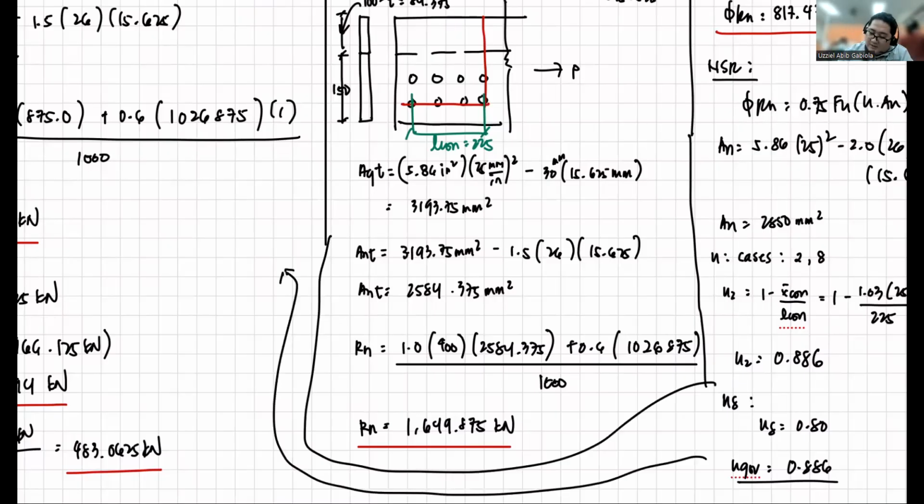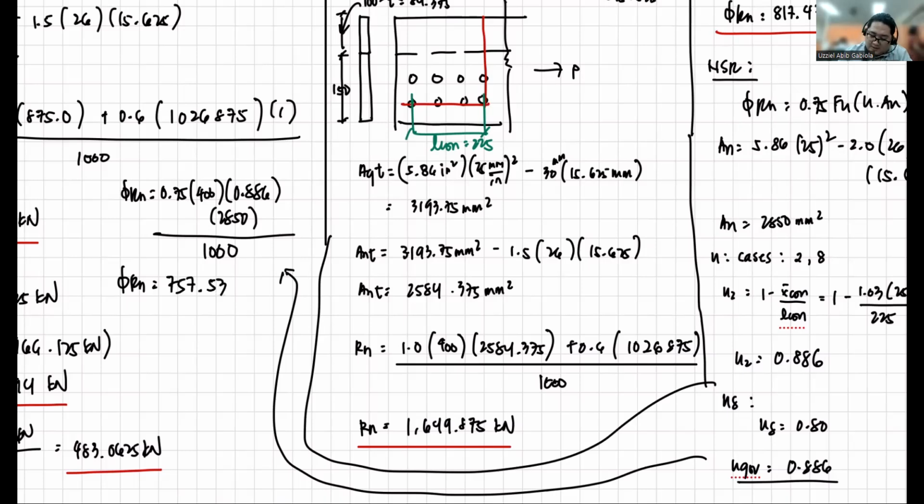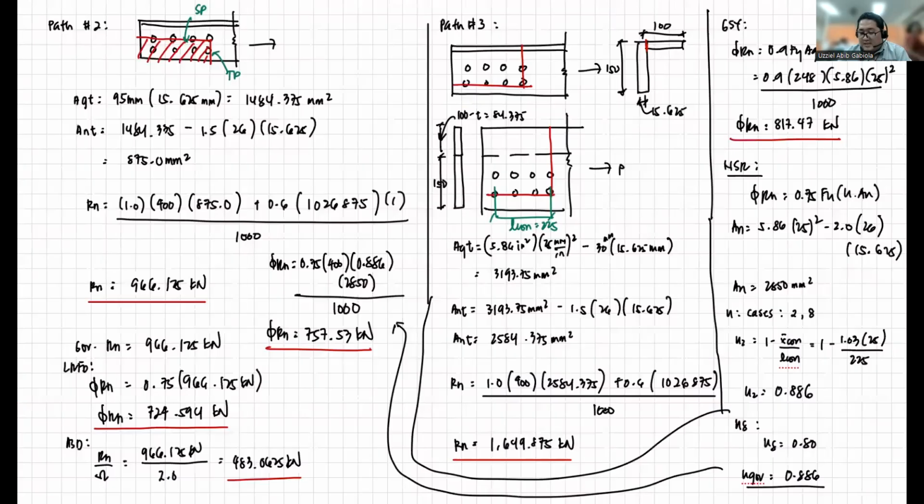Okay. So ang magiging VRN natin, VRN is equals to 0.75. FU natin is 400. U natin is 0.886. And then area natin is 2,850. And then divide natin all side by 1,000. So VRN is equals to 0.75 times 400 times 0.886 times 2,850. Then divide 1,000. We have 757.53 kilonewton. So this is the capacity based sa net section rupture natin.